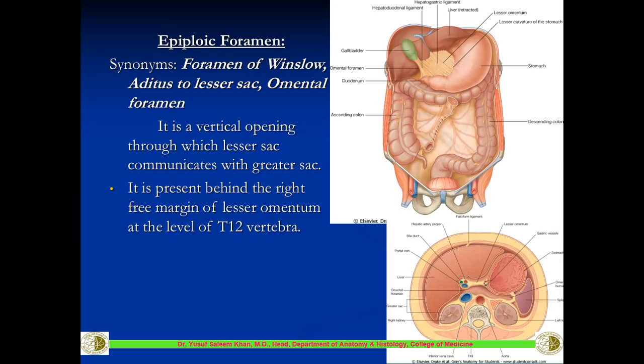As I said, it is a very important clinical structure, so you have to know the exact position. It cannot be identified with a moving structure, so it has to be identified always with a fixed structure, and fixed structures are mostly bones, and it is at the level of T12 vertebra. For the thorax and the abdomen, the most important fixed structures through which you can determine the exact position are the vertebrae. So this is at the T12 vertebra.